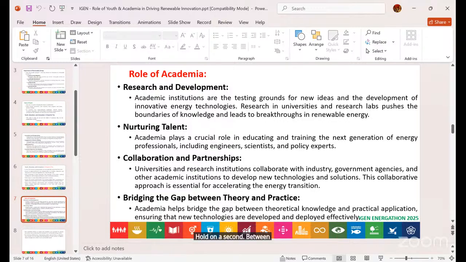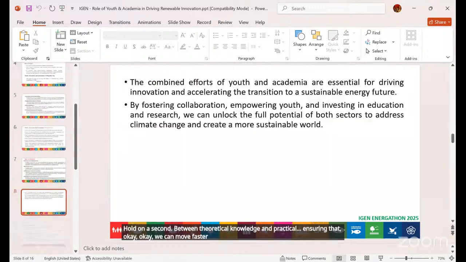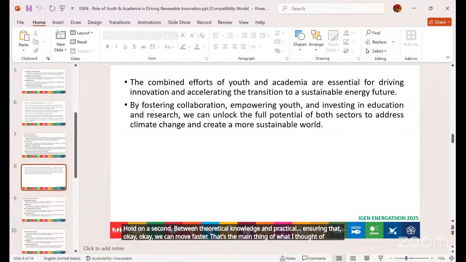Between theoretical knowledge and practical, ensuring that we can move faster. That's the main thing I thought of, the role of youth and the role of academia. The combination of these can give us sustainable outcomes. Yeah, next slide.